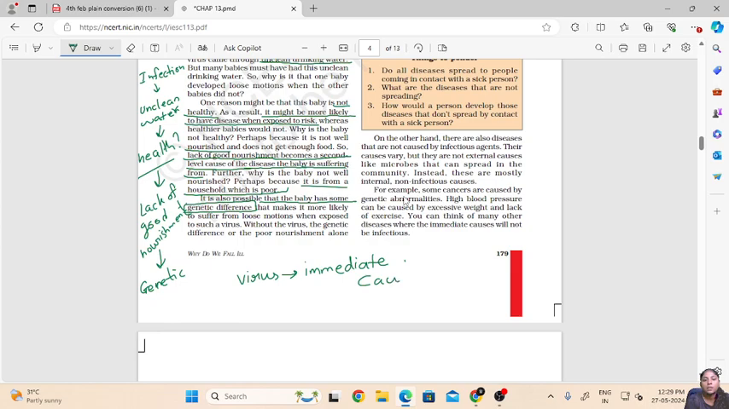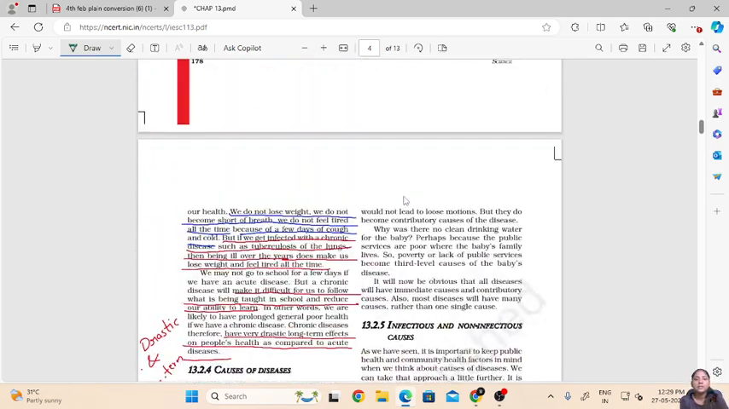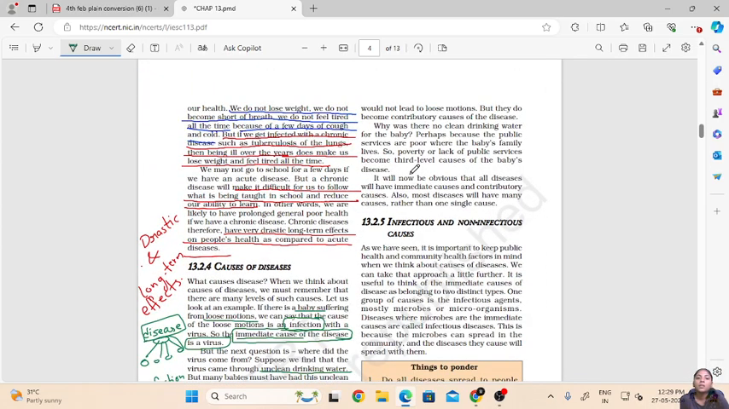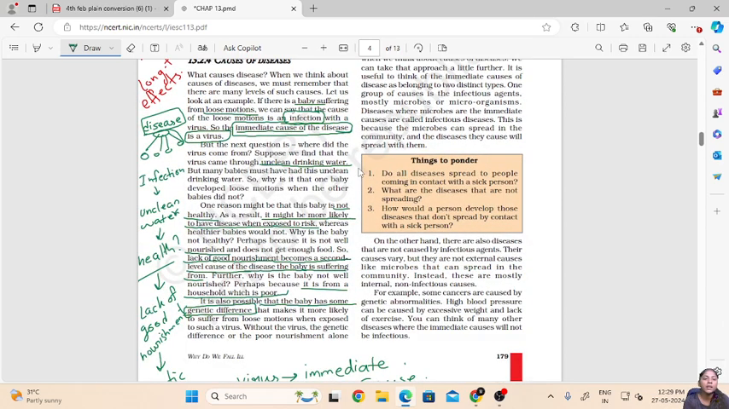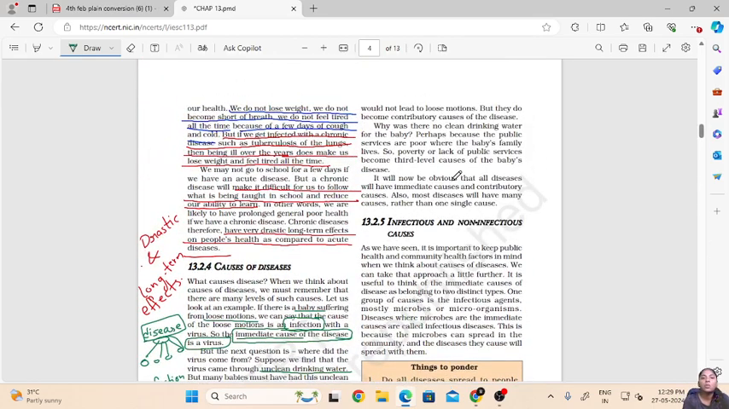It is the immediate cause of disease. So this is the immediate cause of disease, whereas all these other factors also contributed to the cause of disease. So all these become the contributory causes of disease. The virus infection was the immediate cause of disease, whereas all these other factors were the contributory causes of disease.